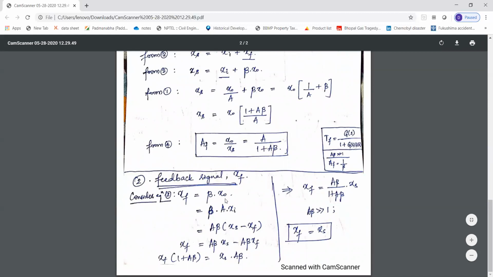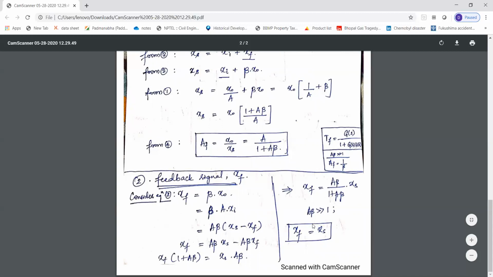And I'll substitute for x naught as a into xi. Okay, and here I have a into beta into xi, where xi is the error signal, that is the difference of xs and xf. So I've written that. Next, I'll multiply a beta with these two terms, that is xs and xf, and I'll get this. Now I'll group all those terms that have xf to the LHS and the others to the RHS. So here I'll get xf into 1 plus a beta is equal to xs into a beta.